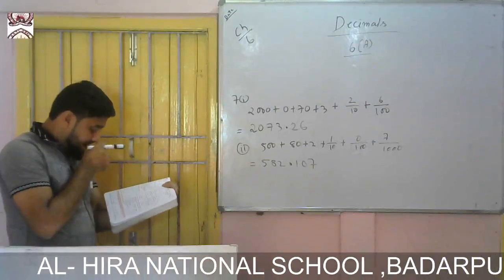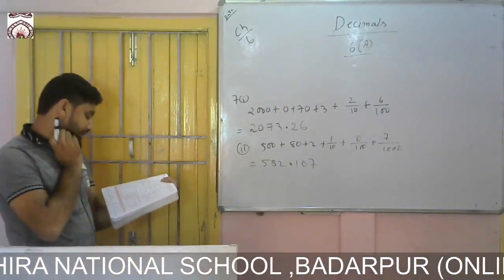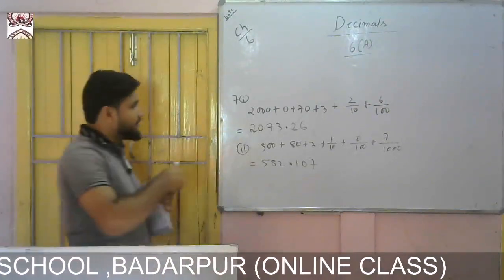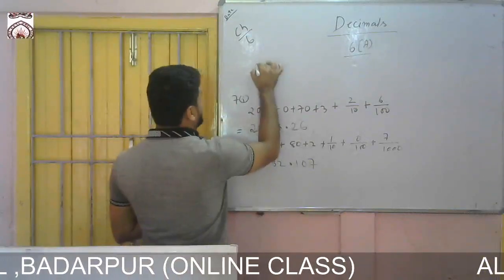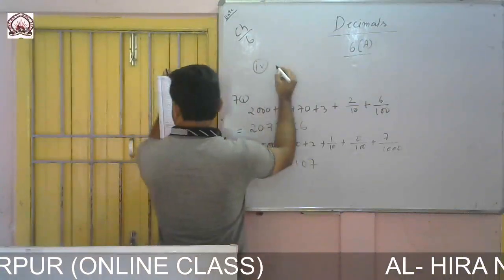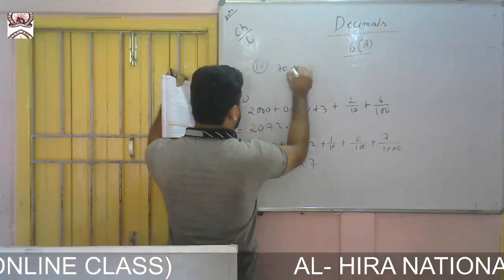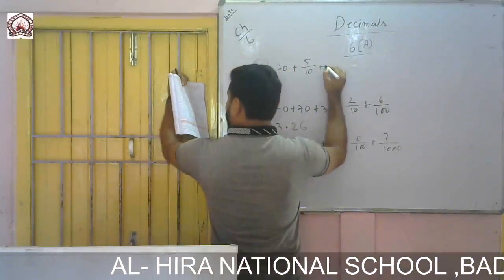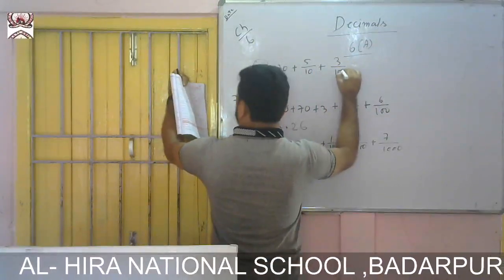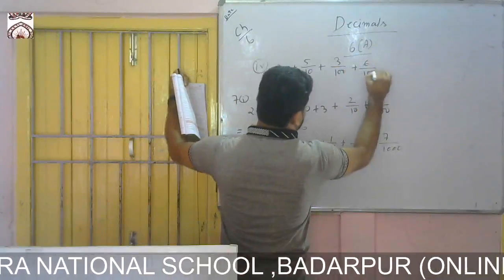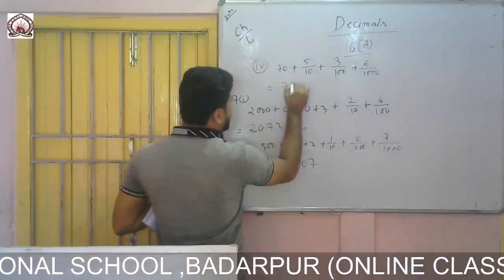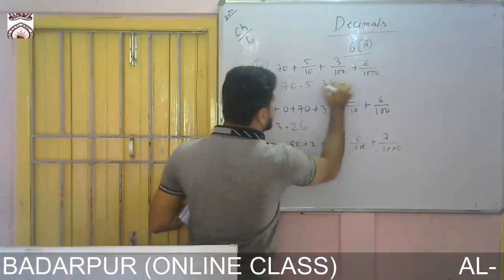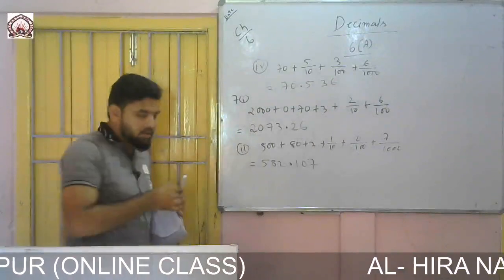So these all are the same, okay? So you can write these things. Now you write question number 4. What is the question? 70 plus 5 by 10 plus 3 by 100 plus 6 by thousands. So it will be 70 point, then 5 is in the tenths place, 3 is in the hundredths place, 6 is in the thousandths place. Okay.